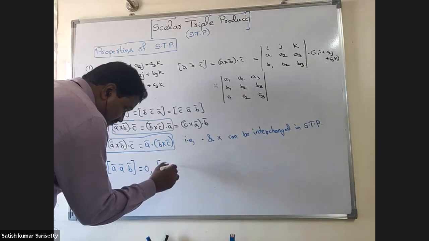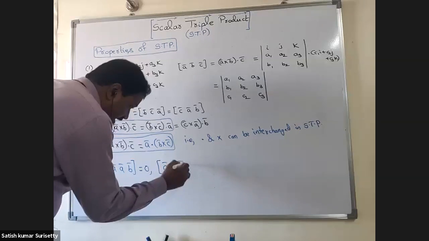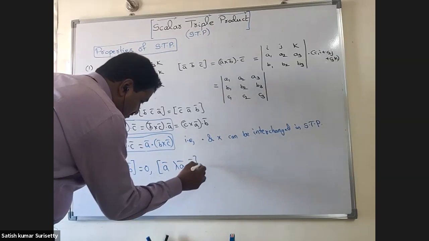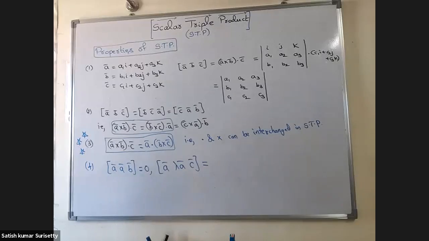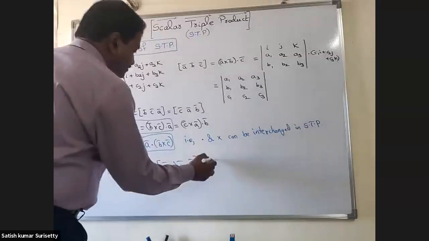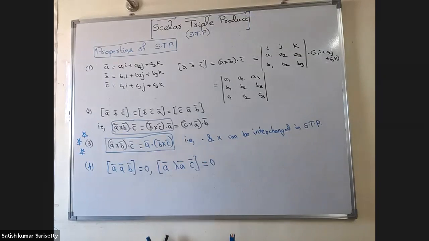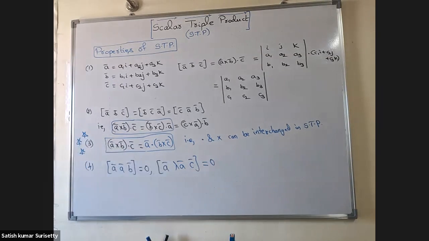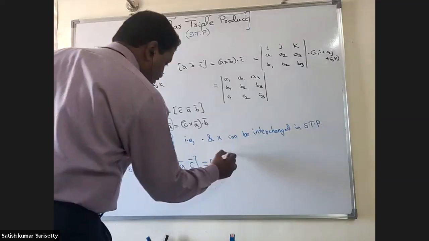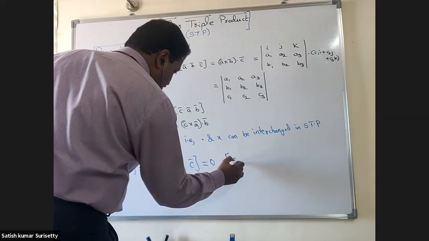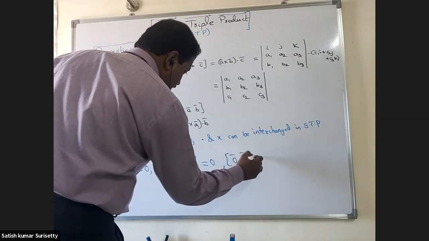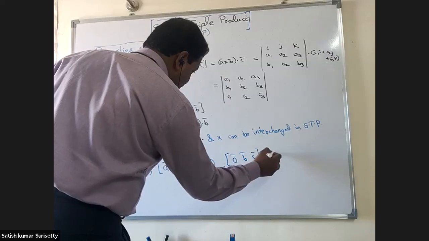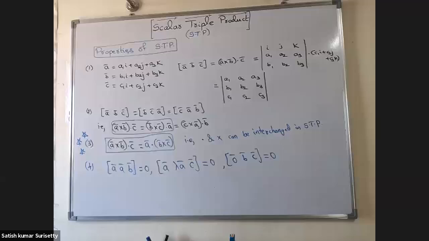The scalar triple product of A bar, lambda times A bar, C bar is also 0. When one row is a constant times the corresponding another row, it is also 0. Similarly, 0 bar, B bar, C bar is also 0. So if one of the vectors is 0 in a scalar triple product, then it will also be 0.